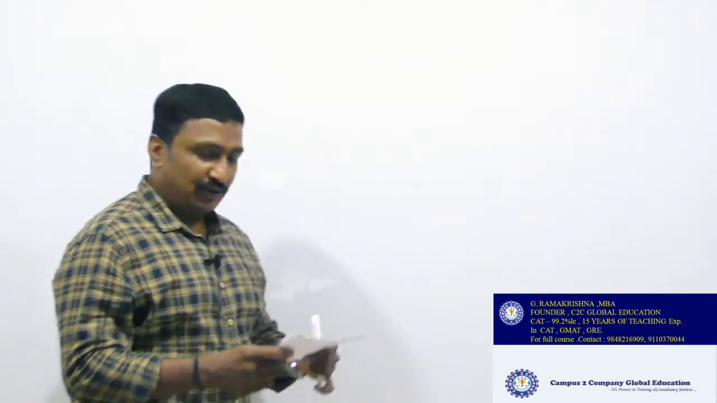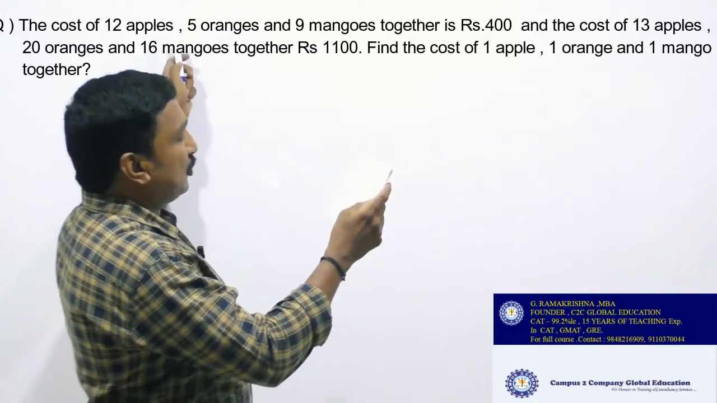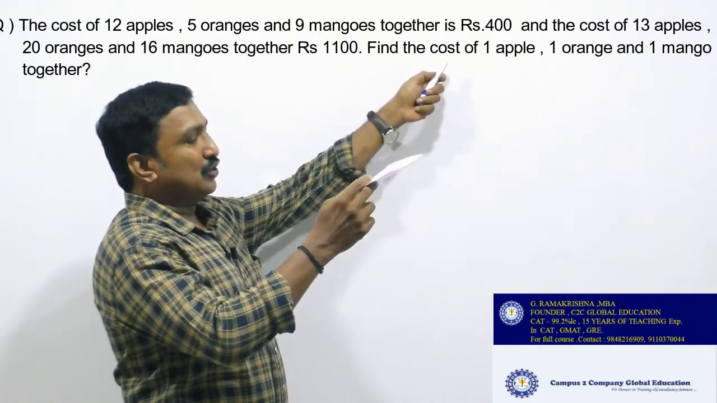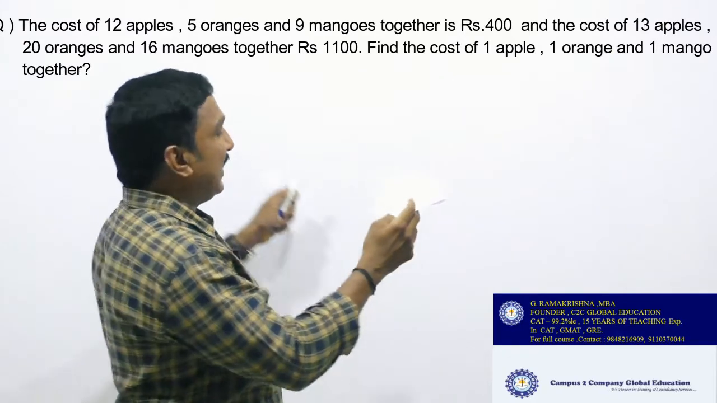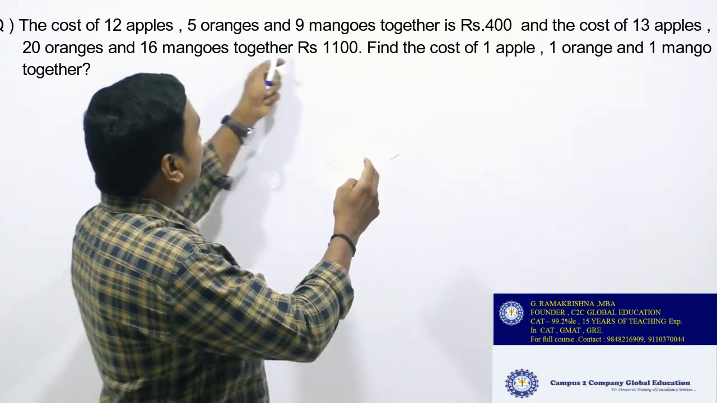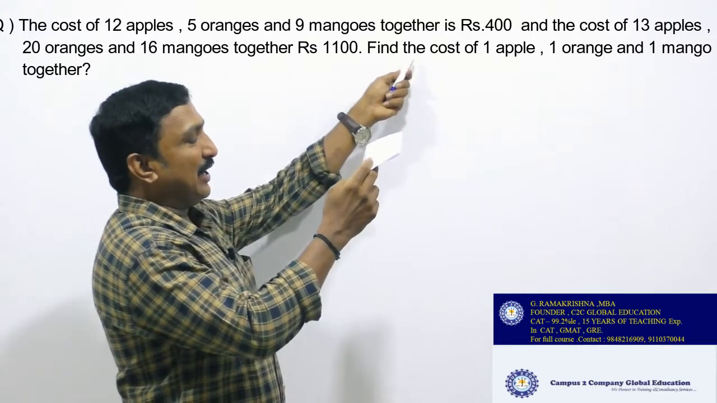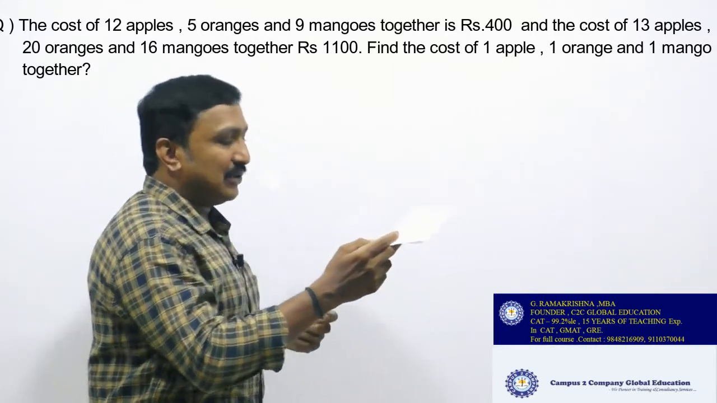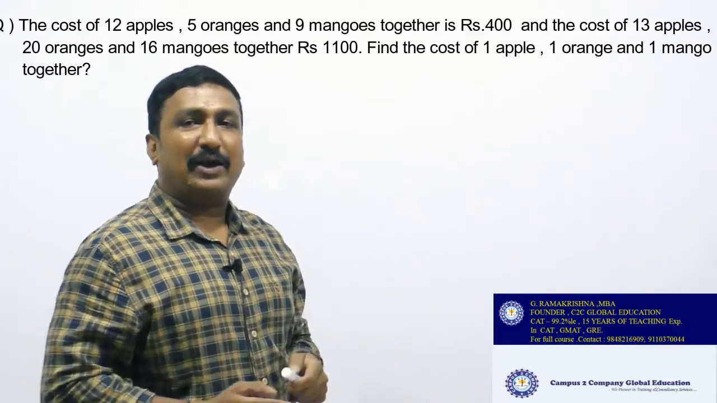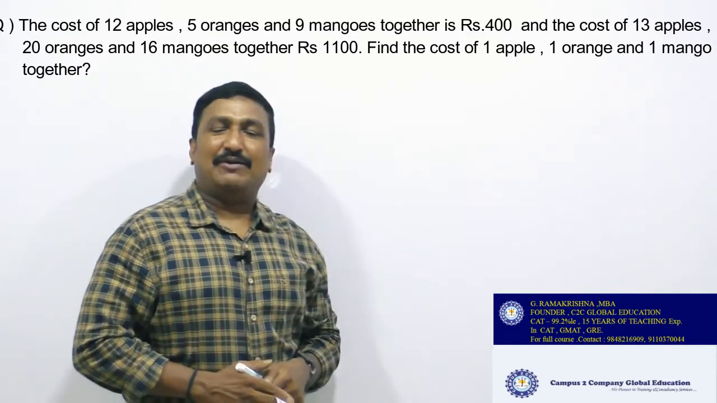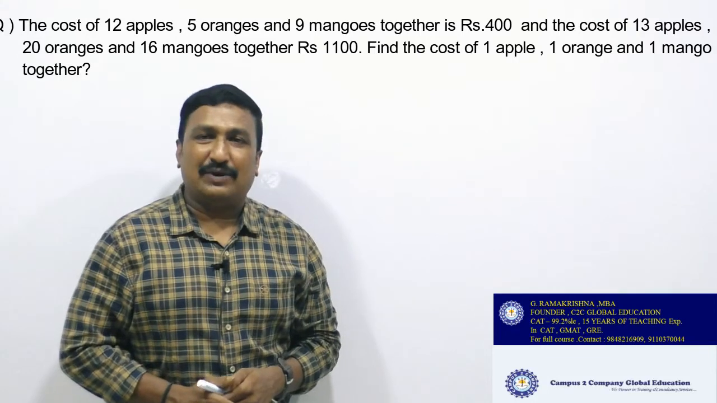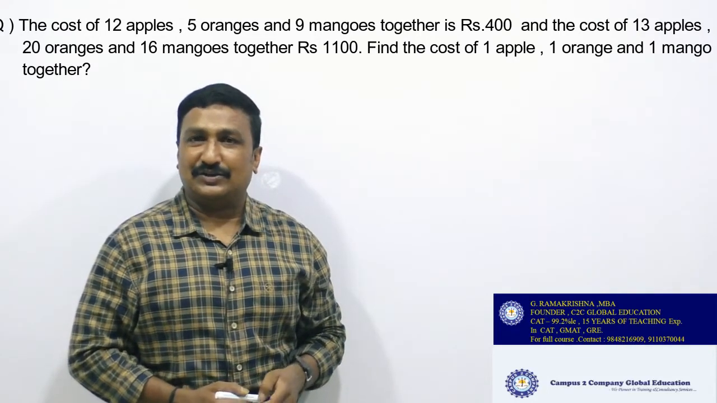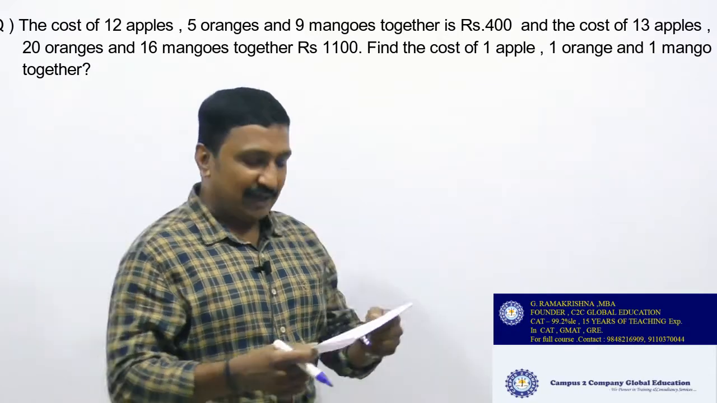Now look at the next question, friends. The cost of 12 apples, 5 oranges, 9 mangoes together is 400 rupees, and the cost of 13 apples, 20 oranges and 16 mangoes together is 1100 rupees. We have to find the cost of 1 apple, 1 orange, 1 mango together. Maximum they will ask this type of question, friends, 3 variables and 2 equations. So we have to simplify the conditions, right friends? So write down the equations.